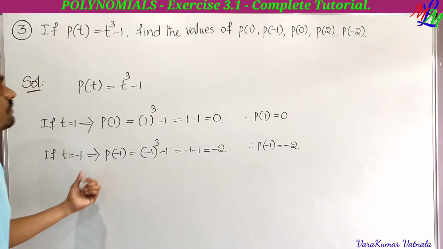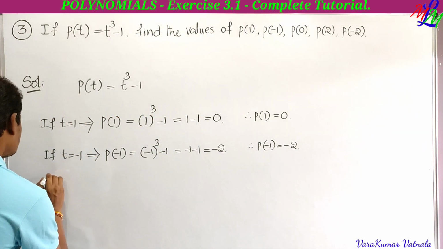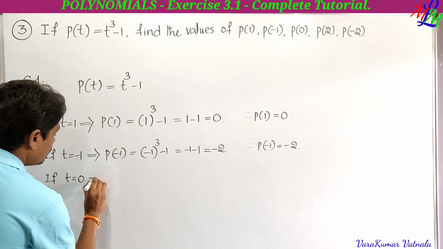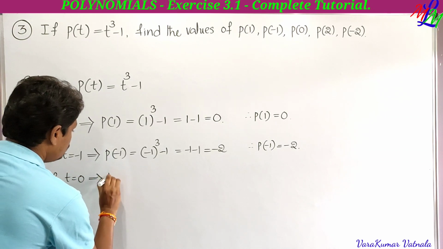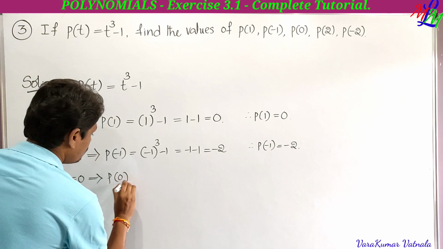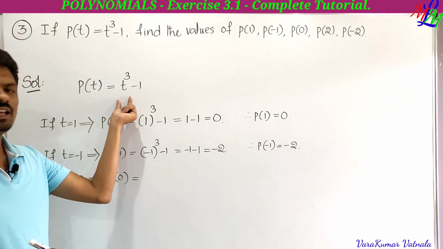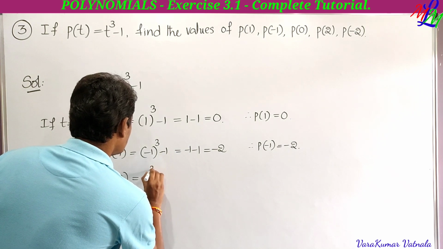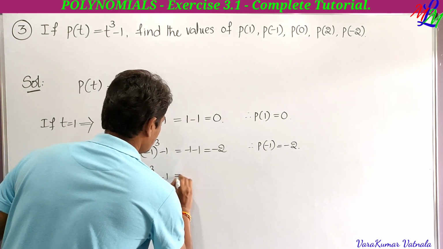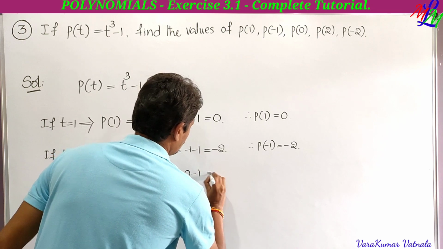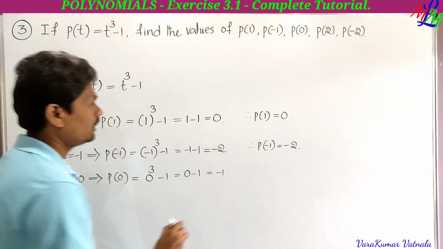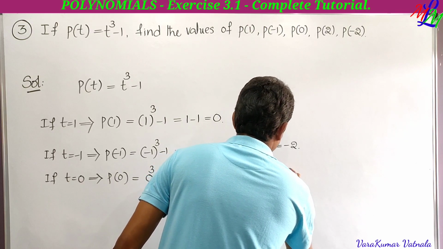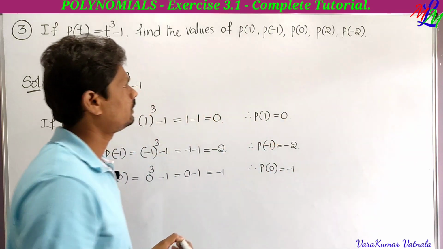So next, if t is equal to 0, substitute t is equal to 0, we can get p of 0. So p of 0 is equal to, wherever t is there, write 0. So t cube is there, write 0 cube minus 1. 0 cube is 0, minus 1, which is equal to minus 1. Therefore we have p of 0 is equal to minus 1.